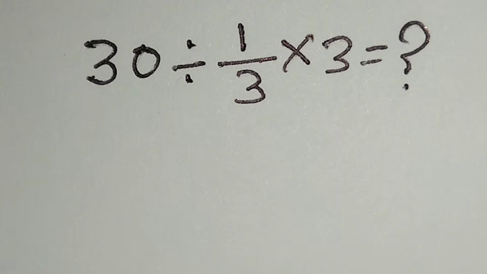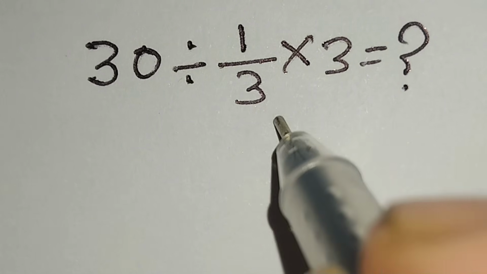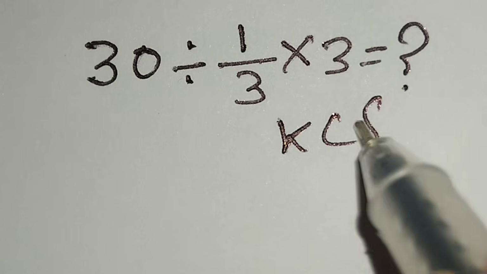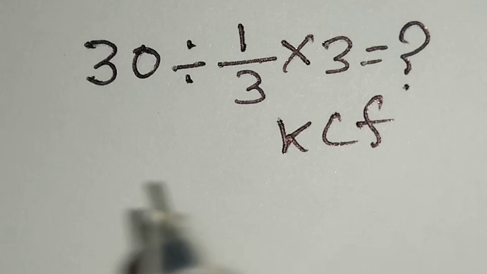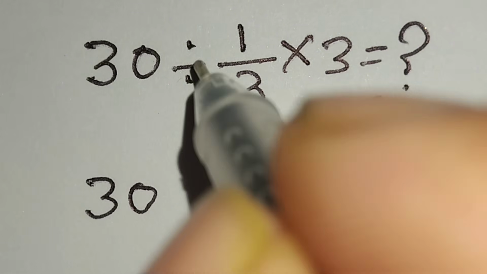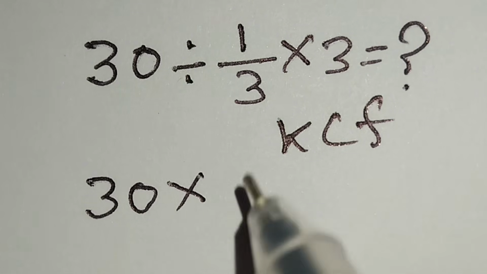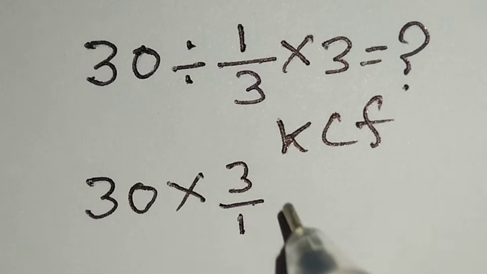Now I will apply the KCF rule to solve this math correctly. KCF: K for keep, C for change, F for flip. At first keep this fraction 30, change this division to multiplication and flip this 1/3 as 3/1.